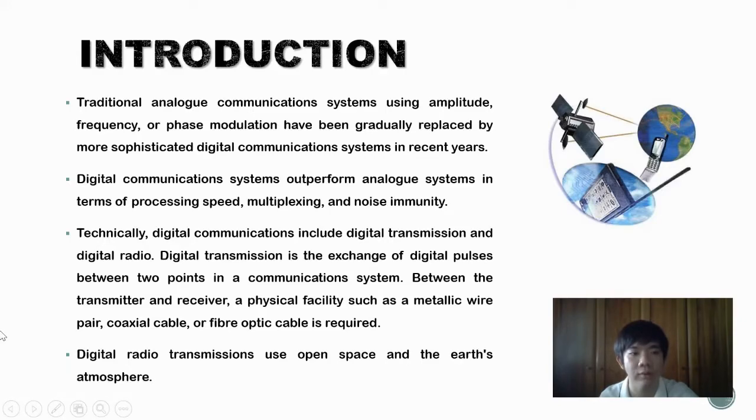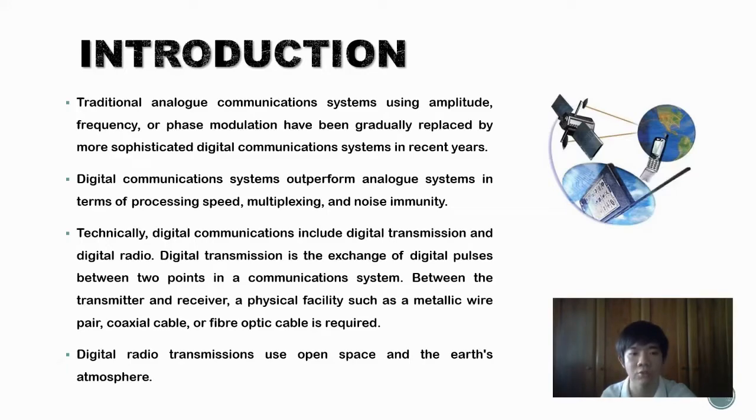So we all know that the traditional analog communication system, using amplitude, frequency, or phase modulation, has been gradually replaced by a more advanced system, which is the digital communication system, in recent years. The digital communication system outperforms the analog system in terms of processing speed, multiplexing, and also noise immunity. Technically, digital communication includes digital transmission and also digital radio.